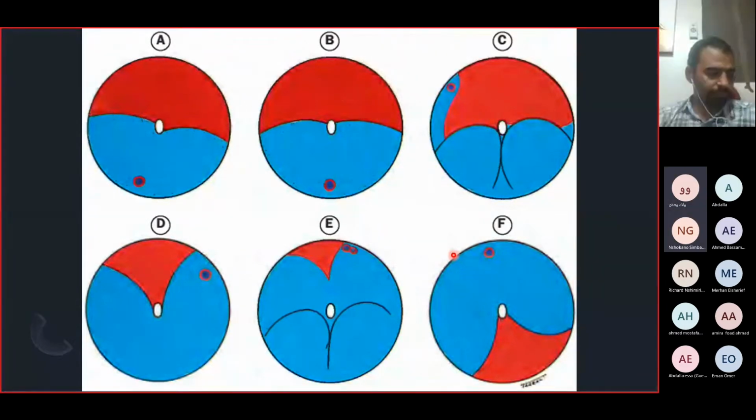The blue part is the detachment and the red part is the retina. Exactly, exactly. The blue part is the detachment and the red part is the attached retina. And the white is the optic nerve? The white is the optic nerve. Yeah, exactly. Okay?